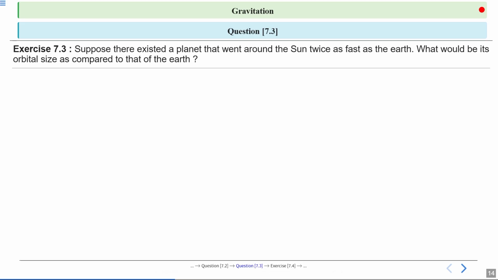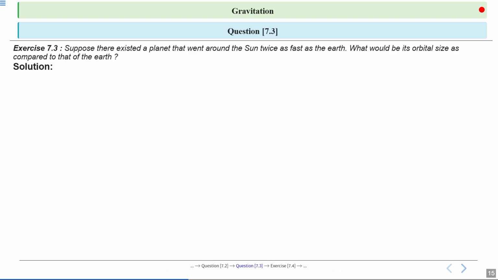Now 7.3. Suppose there existed a planet that went around the sun twice as fast as the earth. What would be its orbital size as compared to the earth? Alright, so let's see the solution.